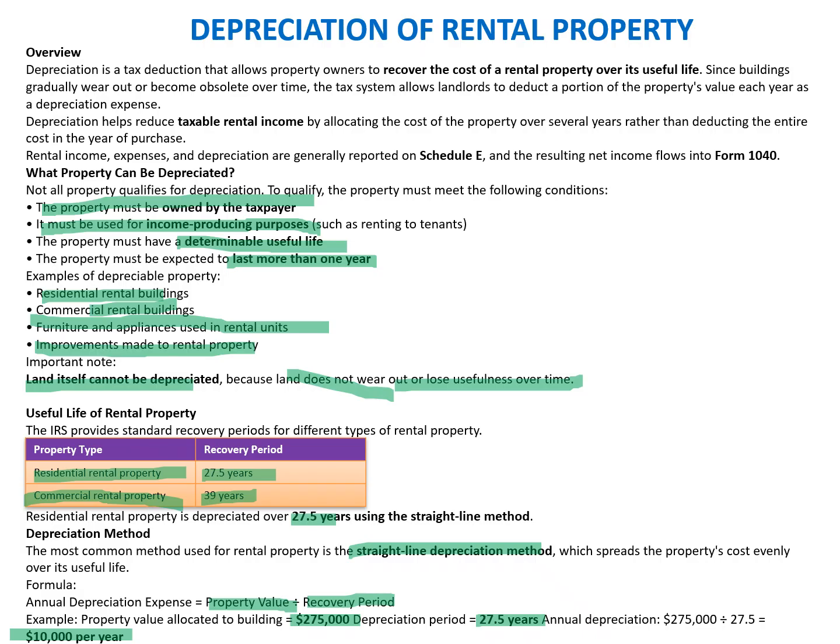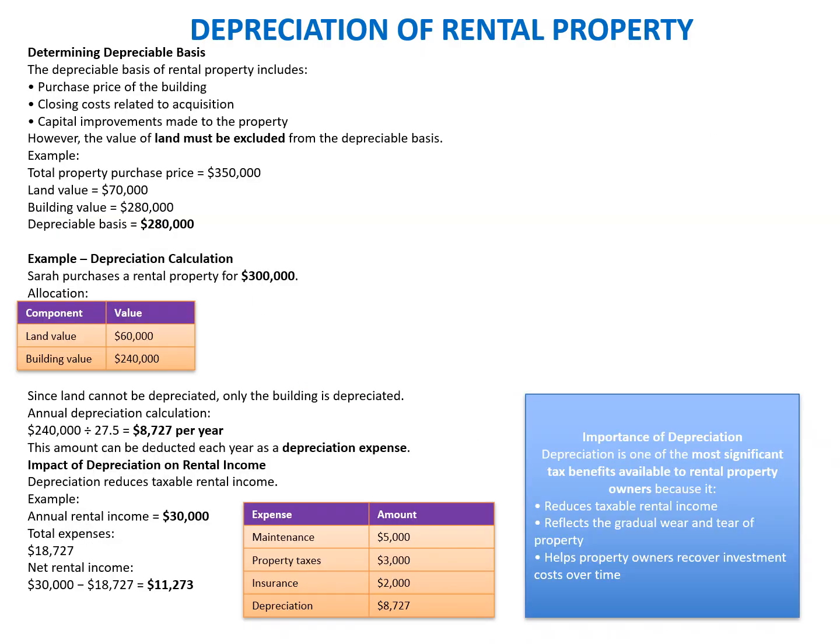Moving to the next slide. Okay, now we'll understand how to determine the depreciation basis. The depreciation basis of the rental property includes the purchase price of the building, closing costs related to the acquisition, and capital improvements made to the property. However, the value of the land must be excluded from the depreciation basis because land is not subject to depreciation. So what then do we have to include?